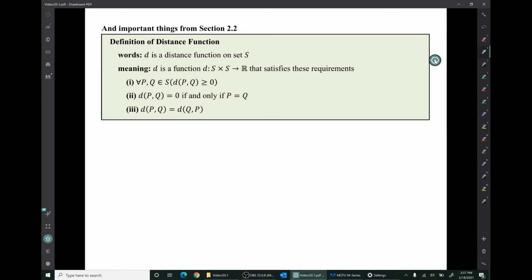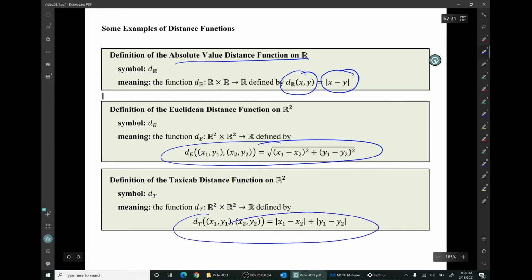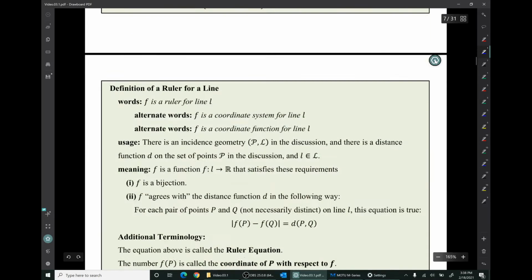We had an important definition from section 2.2, the definition of a distance function. It's a function on a set S that satisfies this set of three requirements. We considered some examples of distance functions. We had the absolute value distance function on the set of real numbers, computed this way. You compute the distance between two real numbers just by computing the absolute value of the difference. And then we had the usual Euclidean distance function on R2, and we had the taxicab distance function on R2.